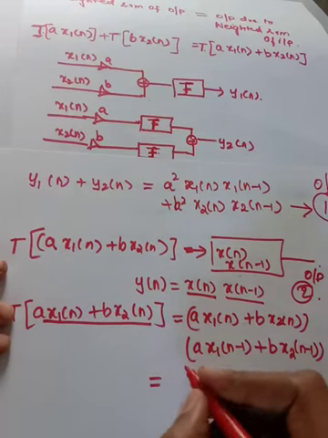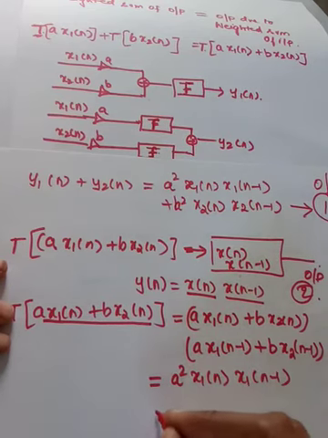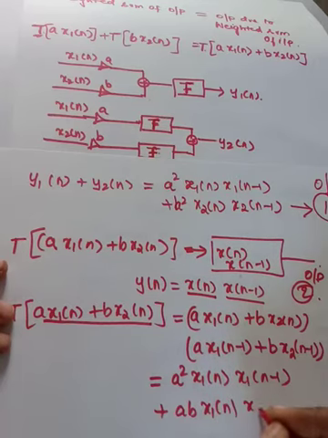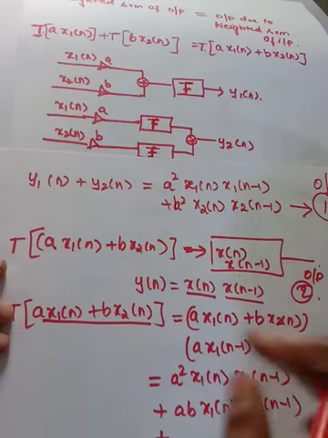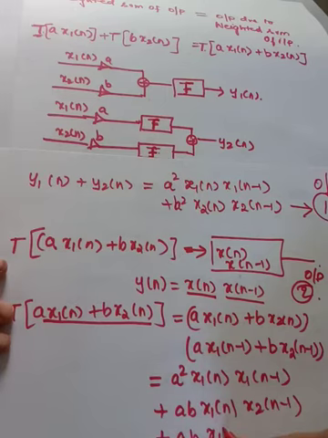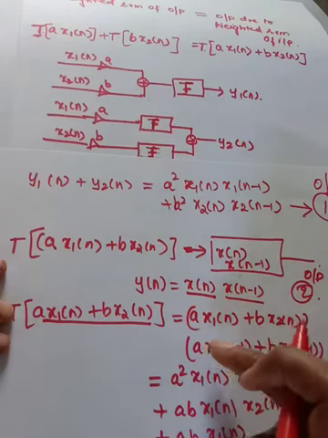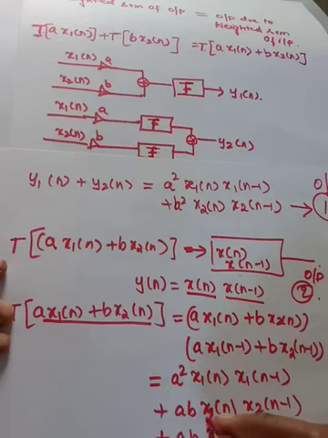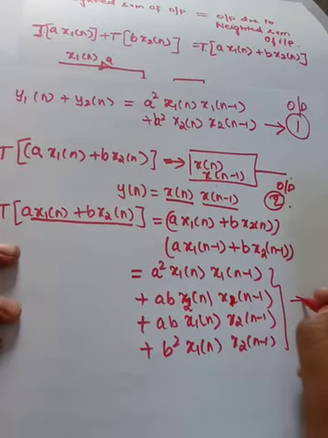Now see what terms you are getting. You are getting a square x1 of n into x1 of n minus 1, plus ab x1 of n into x2 of n minus 1, plus ab x2 of n into x1 of n minus 1, plus b square x2 of n into x2 of n minus 1. Now this is your output, output 2.